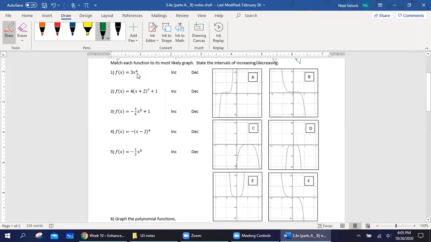So first one, 3x to the 6th. We're going to look at two things. The power's even. That tells me the graph is going in the same direction. So either it's C, because that's going in the same direction, D, that's going in the same direction, or E. It has to be one of those. The number out in front is positive. That means it's going to basically start up high and end up high. So this has to match E.